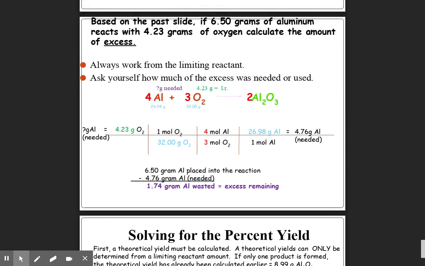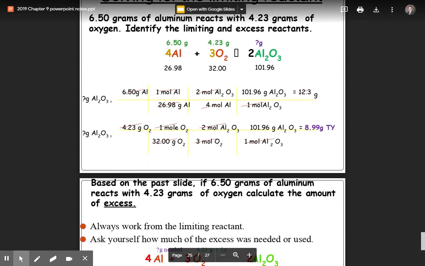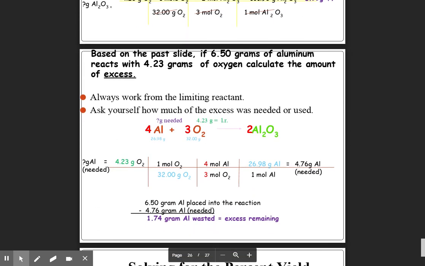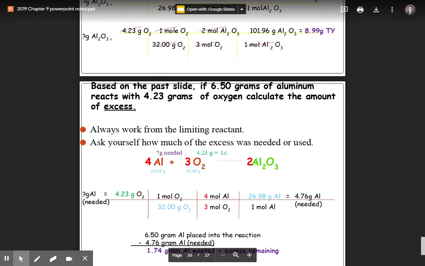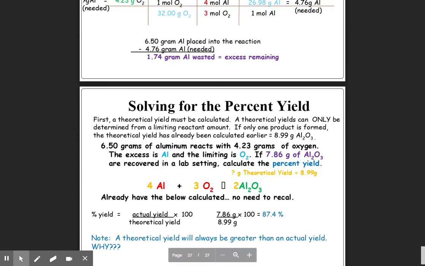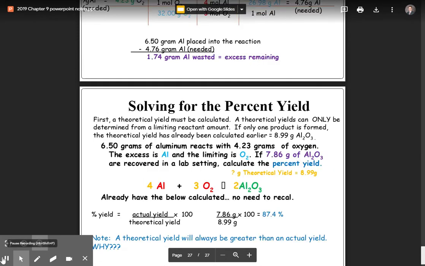And I will tell you, there's another way to get the correct answer. I could have come up here, grabbed my theoretical yield, and converted from 8.99 grams of Al2O3 to grams of aluminum and got this exact same answer. Because what that question would ask, and you can write this question down as well, is, in order to produce 8.99 grams of product, how much aluminum do I need? And it works out, if you do the math, you get the exact same answer. So there's multiple ways to get the correct answer there. Feel free to do what you want.